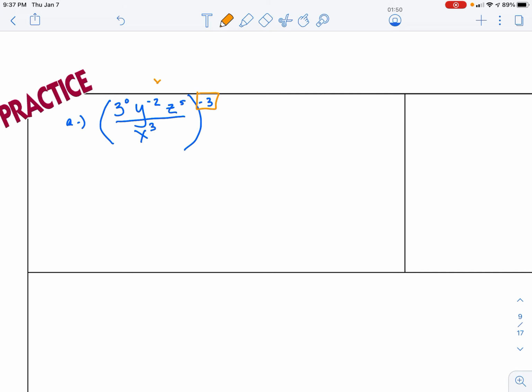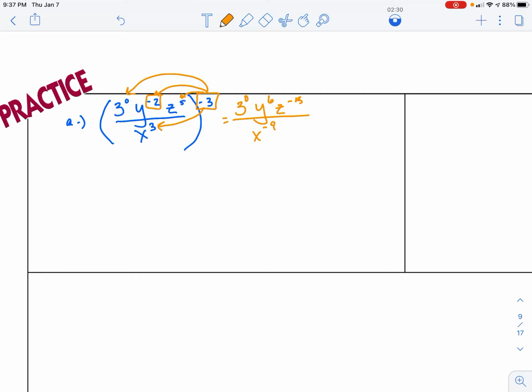So remember we said that if you have an exponent on the outside of your parenthesis like this, you take it and you multiply it with every exponent that's on the inside of your parenthesis here, including any exponents that are sitting in the denominator as well. So if we do that here, we would have 3 to the 0 power, because negative 3 times 0 is 0. Now we take negative 3 and we multiply it with this negative 2 over here, and you get a positive 6, and z to the negative 15th power. And on the bottom, we would have x to the negative 9th power.